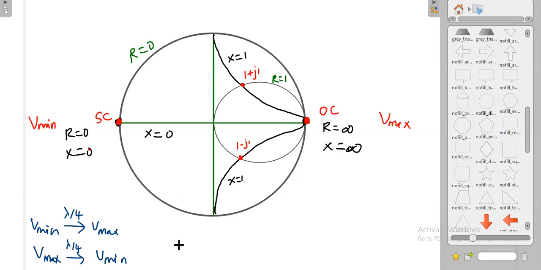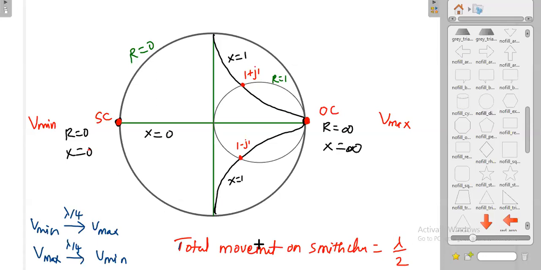Total movement on the Smith chart, very important. Total movement on the Smith chart is what, sir? Lambda by 2. Total movement on the Smith chart is equal to lambda by 2.